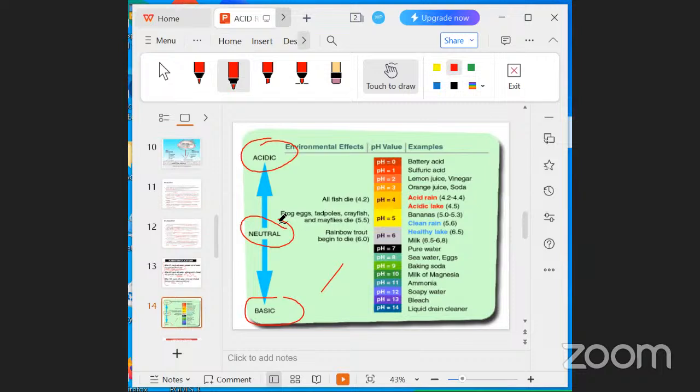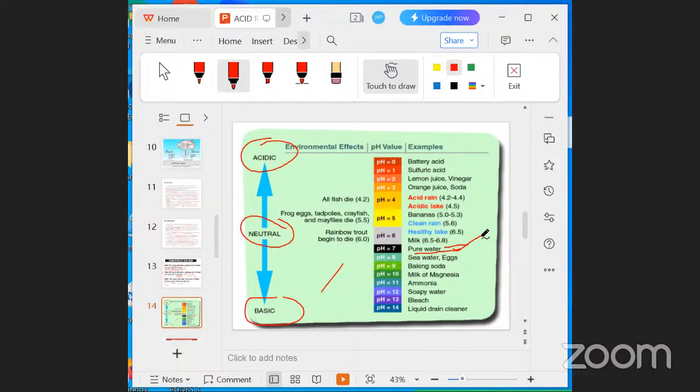Now you see from the pH scale above, pure water has a pH value of 7. This value 7 is considered neutral, neither acidic nor basic.